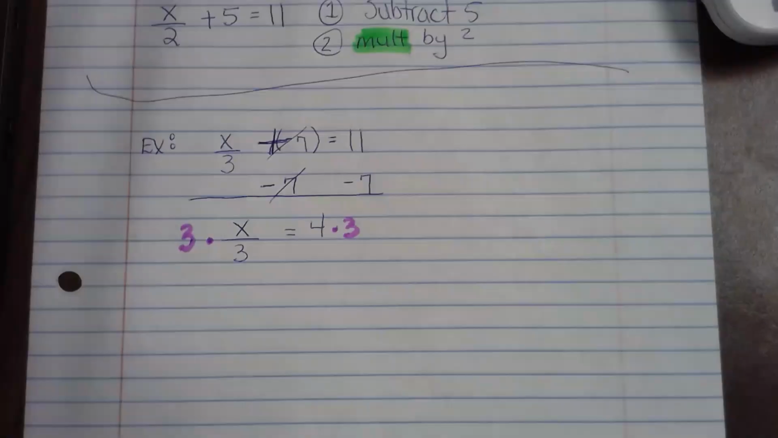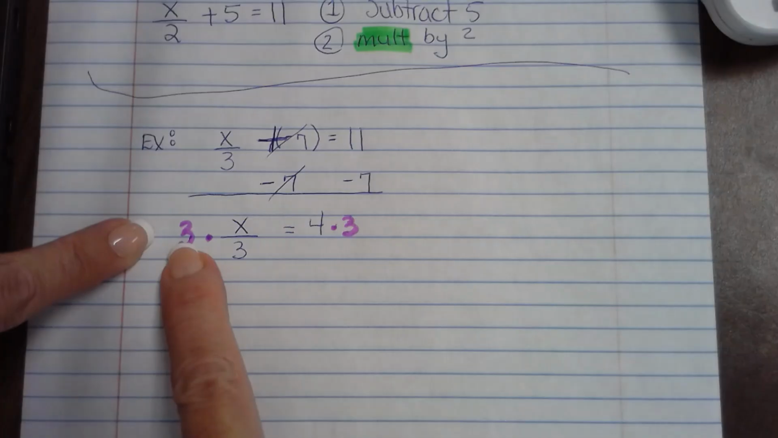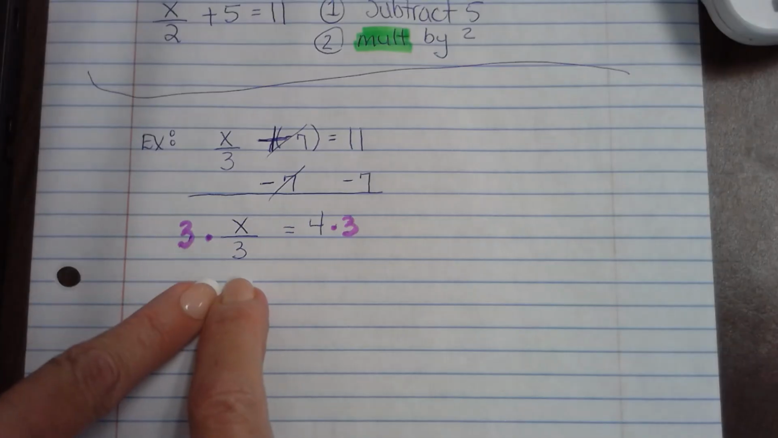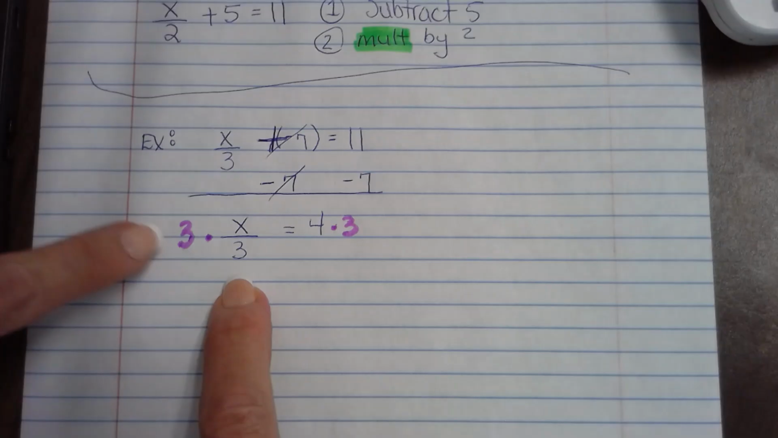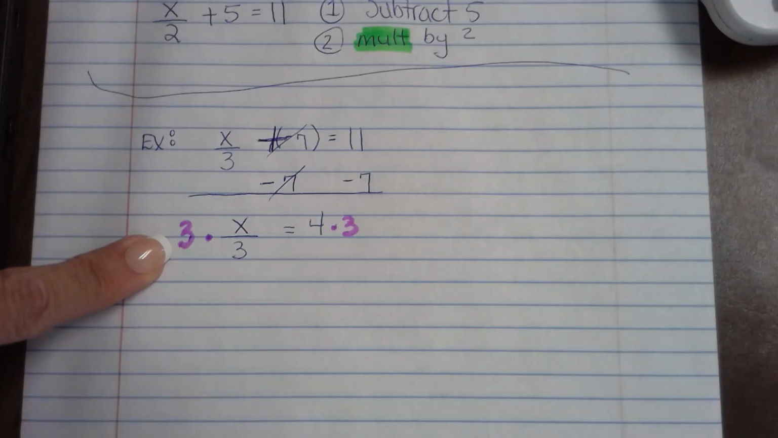Now, let me show you what this looks like. Y'all, technically, this 3 is in the numerator, and this 3 is in the denominator. So, y'all, this is really 3 divided by 3. That's all. It's a 3 on top and a 3 on the bottom. Y'all, what happens with a 3 on top and a 3 on the bottom? What is 3 divided by 3?